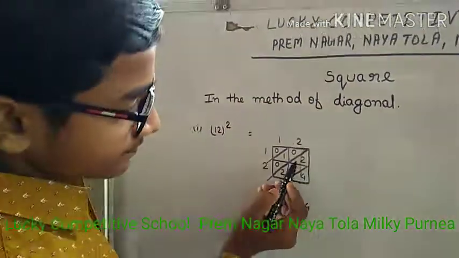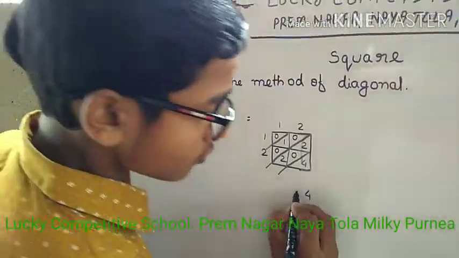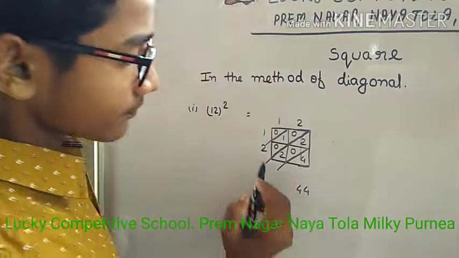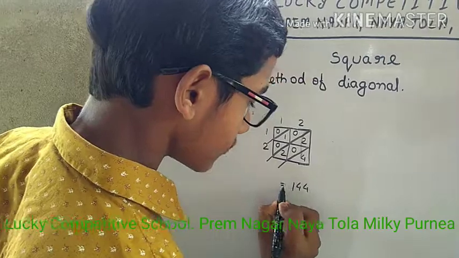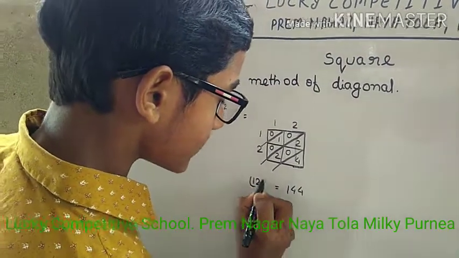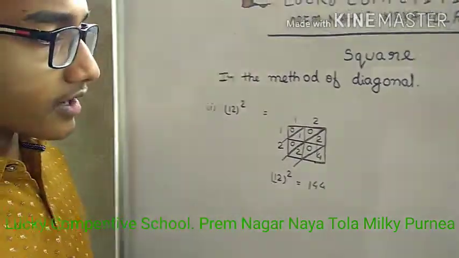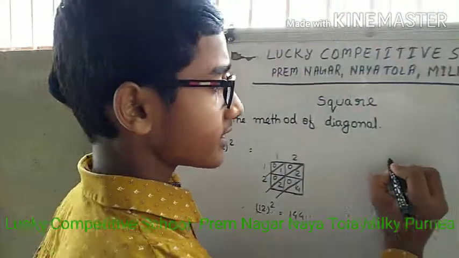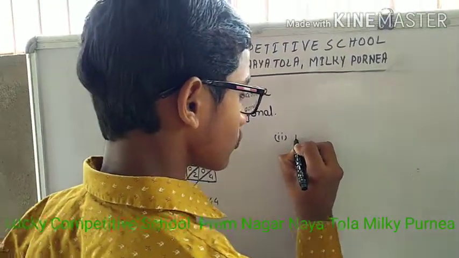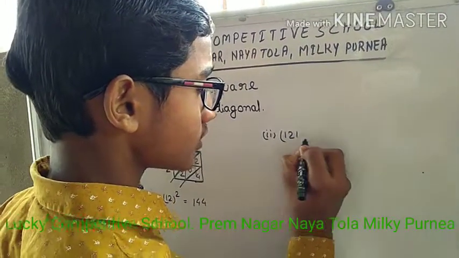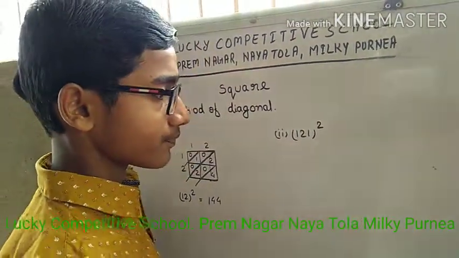4, 2 plus 2, 4, 1, 144. 12 square is 144, and we take a 3-digit number, 121 square.